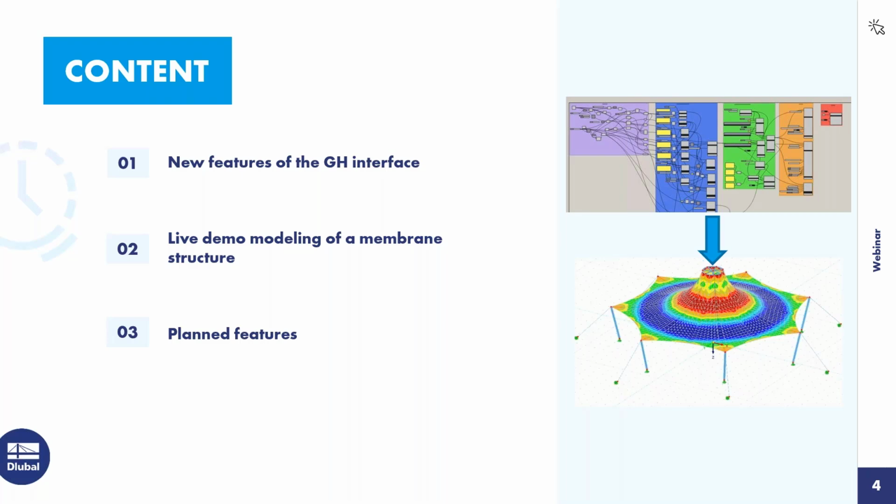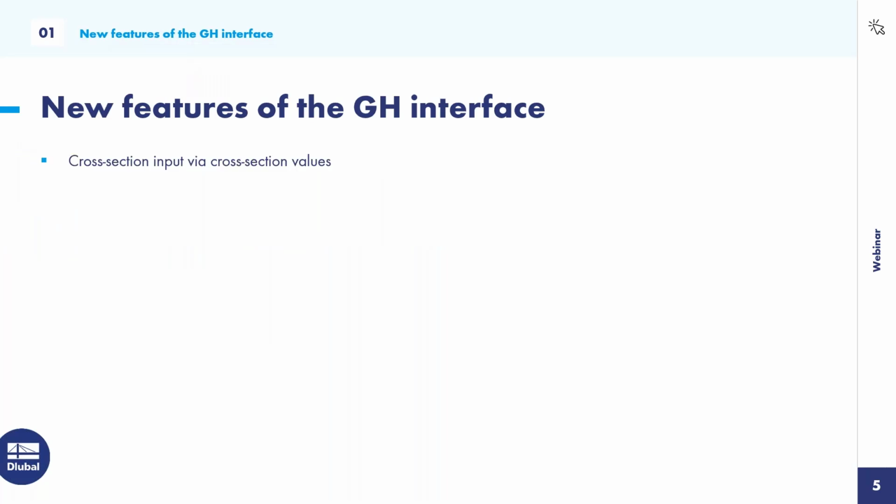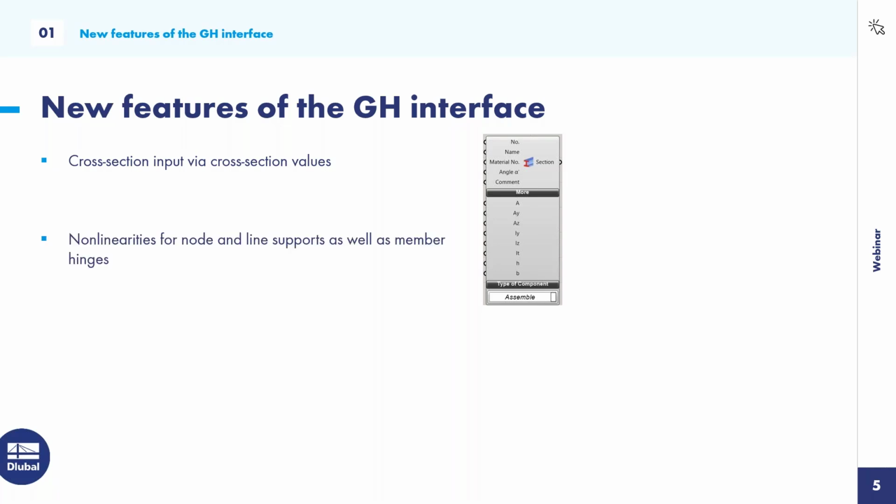All right, then let's switch into the first topic, the new features of the Grasshopper interface. Again, I listed them here in a PowerPoint. The first new feature is that we can create new cross-sections via the cross-section values. So we extended this component that you can see here on the picture with the information under "more", so you can define a new cross-section now via the cross-section values.